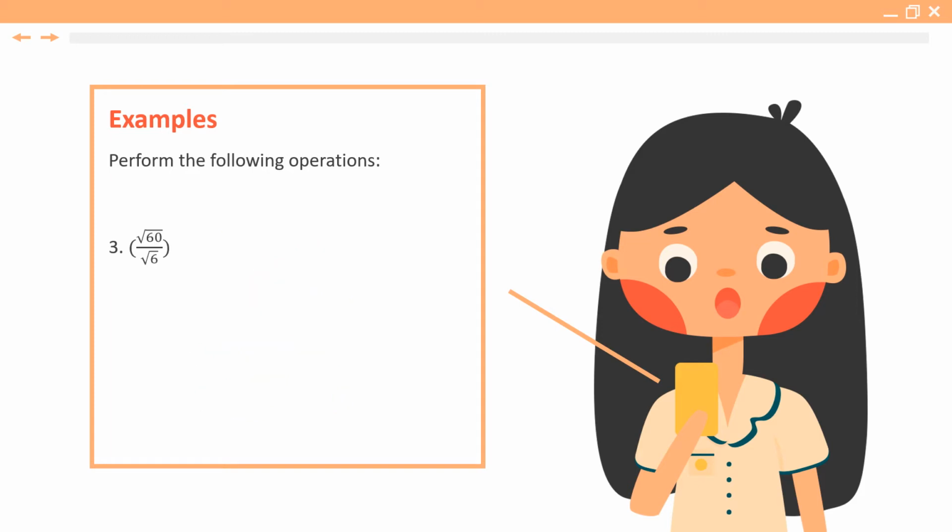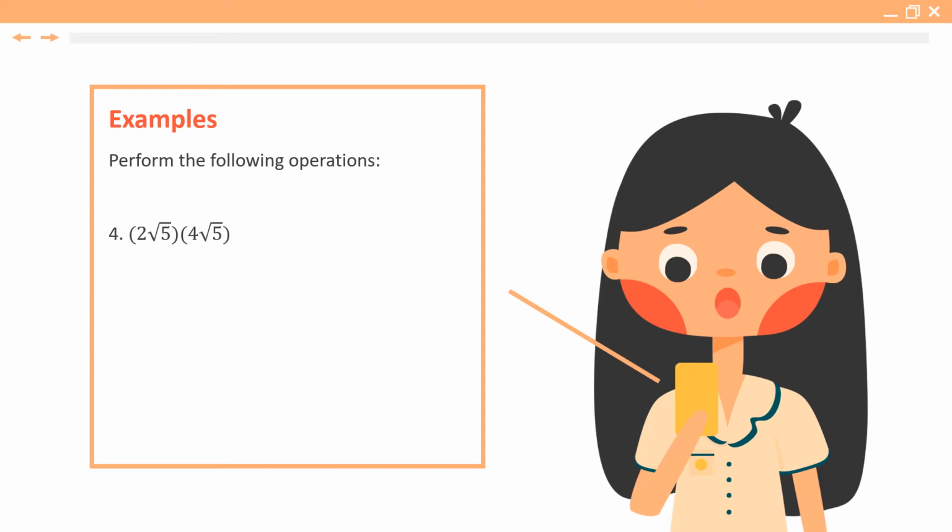Next one, we have square root of 60 over square root of 6. So we can put them in just one square root. So we have 60 over 6. So that would give us 60 divided by 6 is 10. So our final answer would be square root of 10.